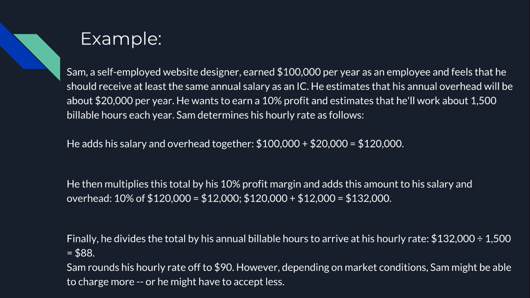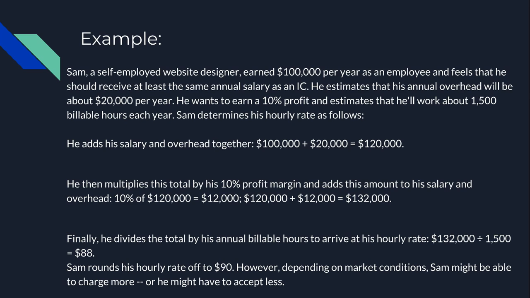He adds his salary and overhead together. So 100,000 plus 20,000 gives him 120,000. He then multiplies this total by his 10% profit and adds this to the amount. 10% of 120,000 is 12,000. He adds that in, so he gets 132,000. That's a minimum. Finally, he divides the total by his annual billable hours to arrive at his hourly rate. So 132,000 divided by 1,500 gives him $88 an hour. Remember, he's thinking about his minimum being $88 an hour. He rounds this up to $90.